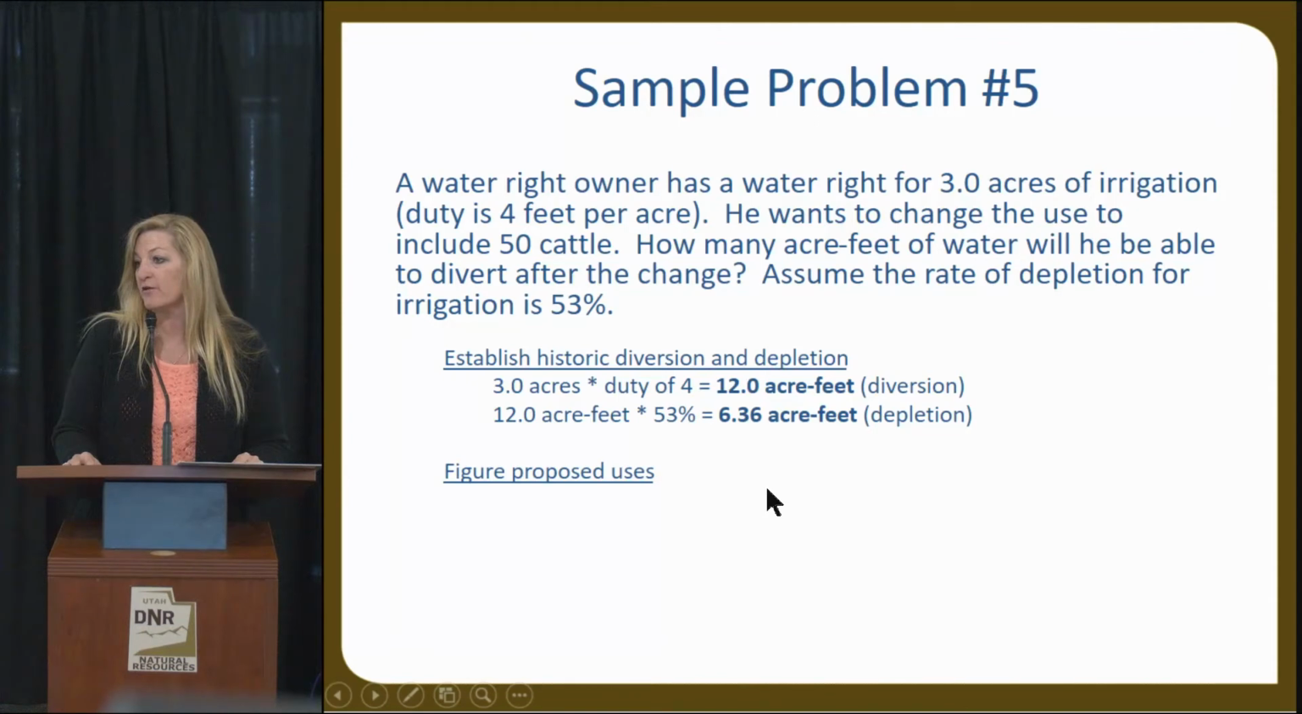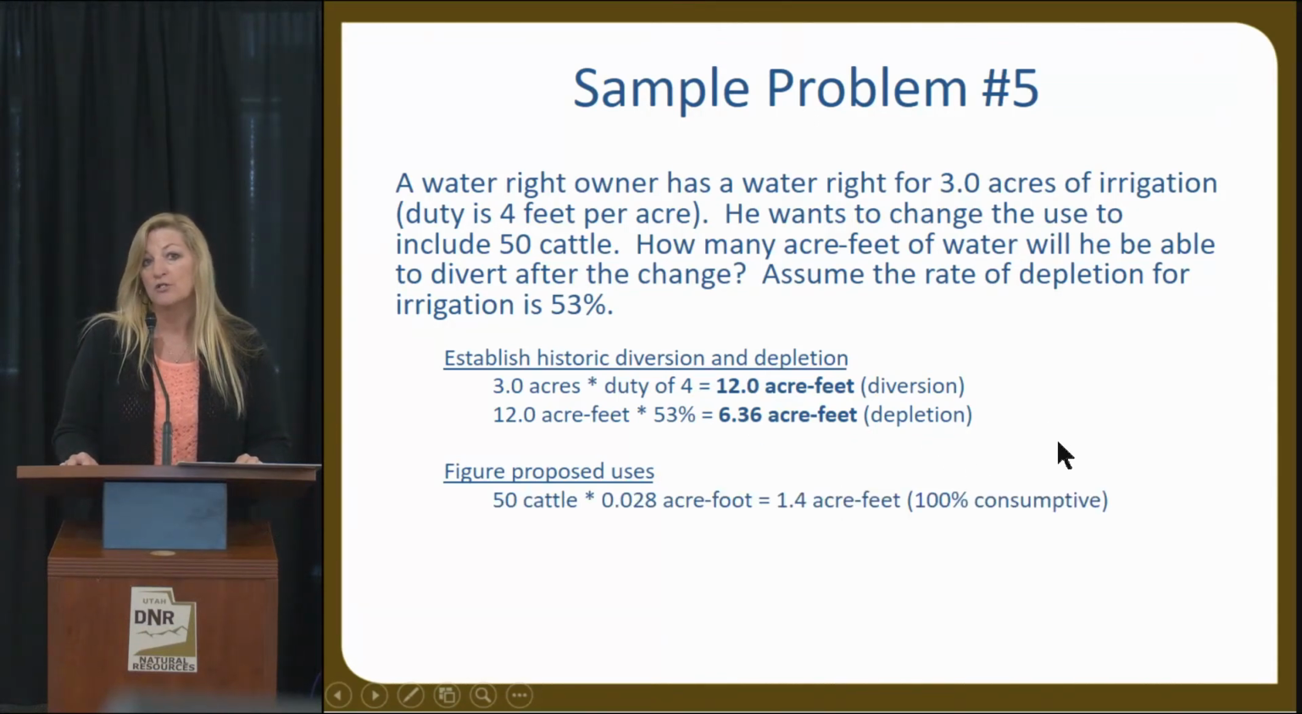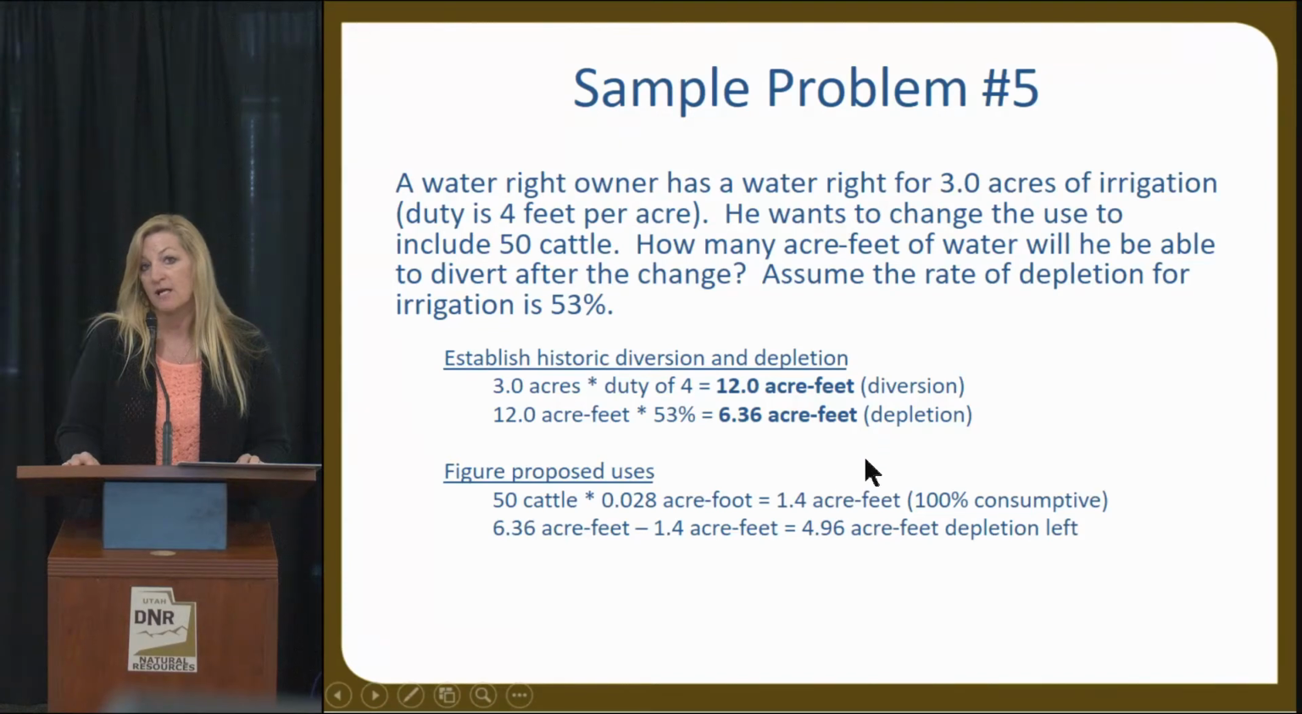So now we have to figure the proposed uses to see if it's going to be in balance with both of those, okay? So he wants to change to 50 head of livestock. So you times that by the 0.028, and it's going to be 1.4 acre foot, 100% consumptive use, okay? We start with the 6.36 acre feet depletion. We subtract out the consumed part of the hereafter use, which is the 100% of the 1.4. So our depletion we have left to work with is 4.96 acre feet.